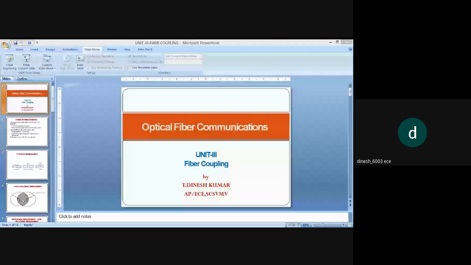There could be power losses due to three types of alignments of the fiber. So this is fiber 1, fiber 2, fiber 1, fiber 2. These two fibers are being joined. But during coupling or joining, there is a misalignment, so the core doesn't fit exactly with the core of the second fiber, as shown in lateral or axial.